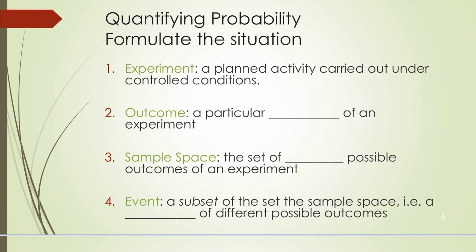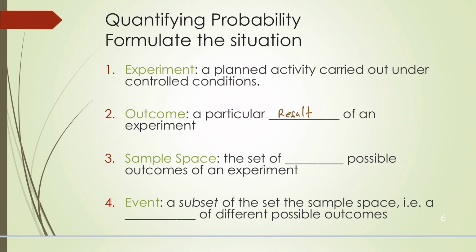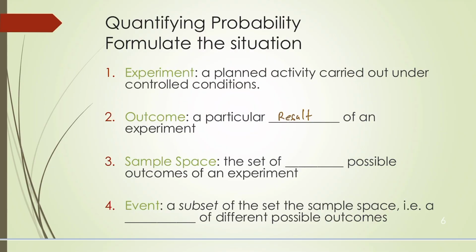Outcome. An outcome is a particular result of an experiment. The sample space is the set of all possible outcomes of an experiment. An event is a subset of the sample space, that is a group of different possible outcomes. So that's what we mean by an event. It's a collection of possible outcomes.